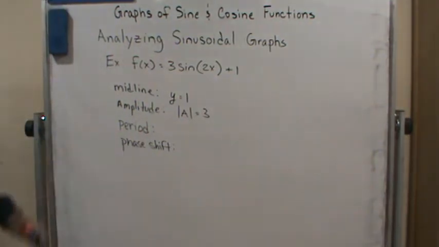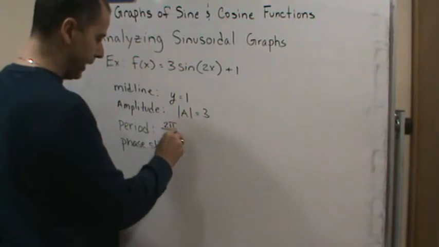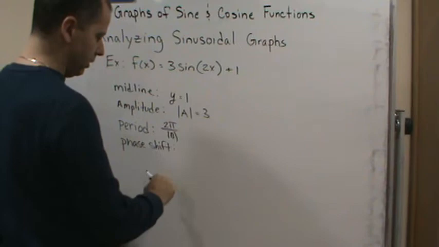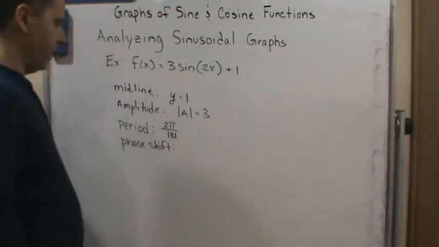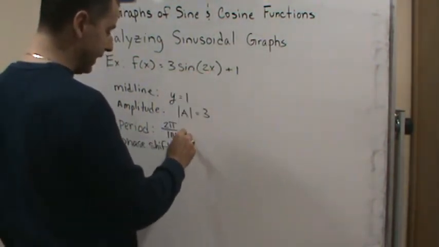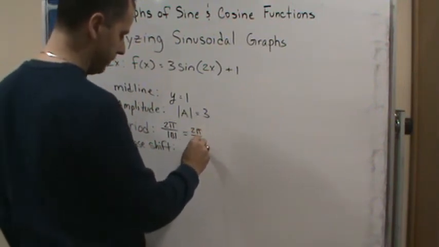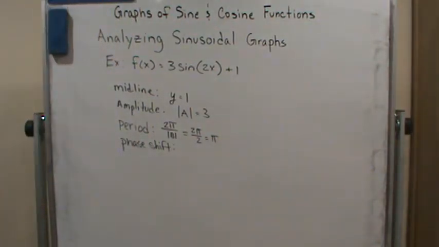Okay, now the period. In this case here, the period is what? The period is determined by 2 pi divided by the absolute value of b, which in this case is 2. So this means that the period is going to be pi. Okay, so the period is pi.